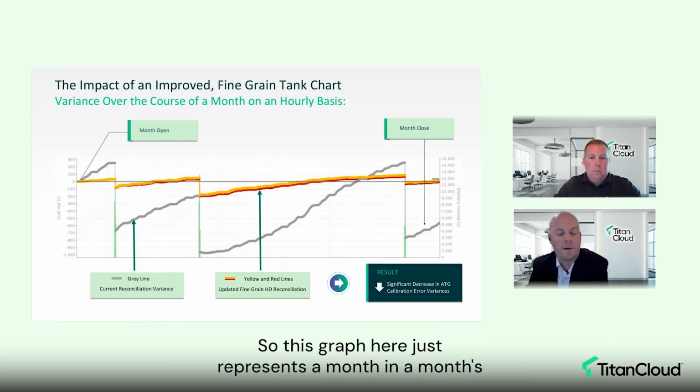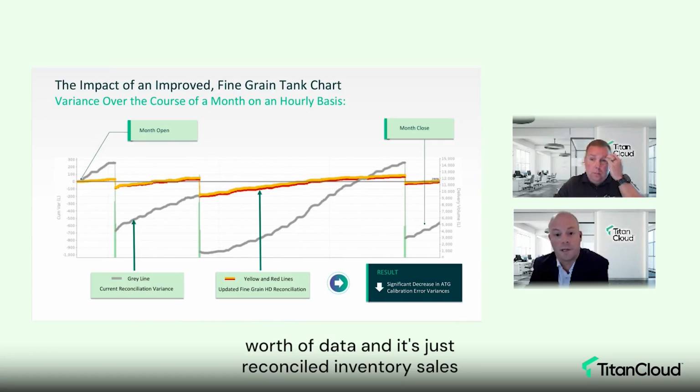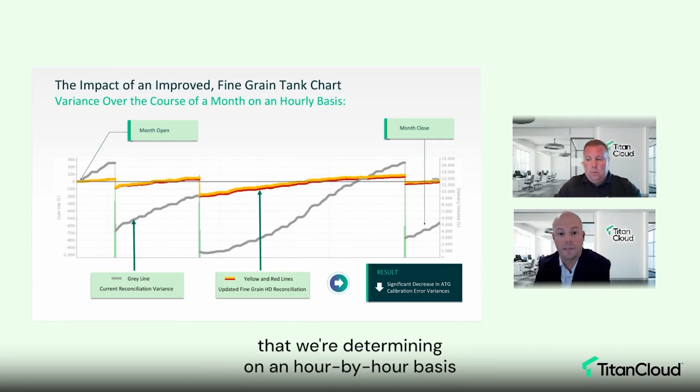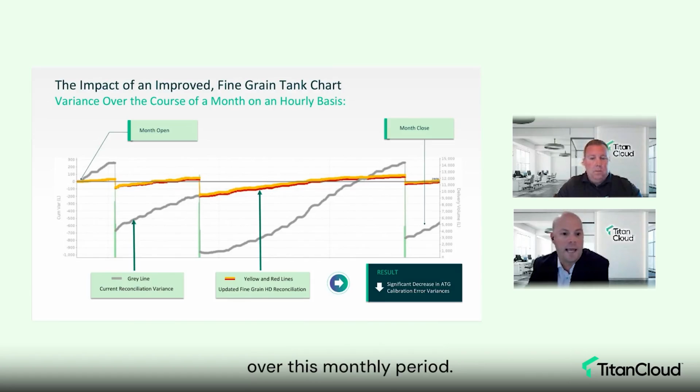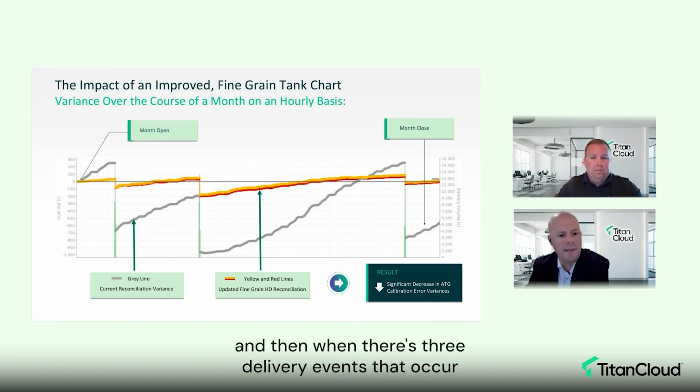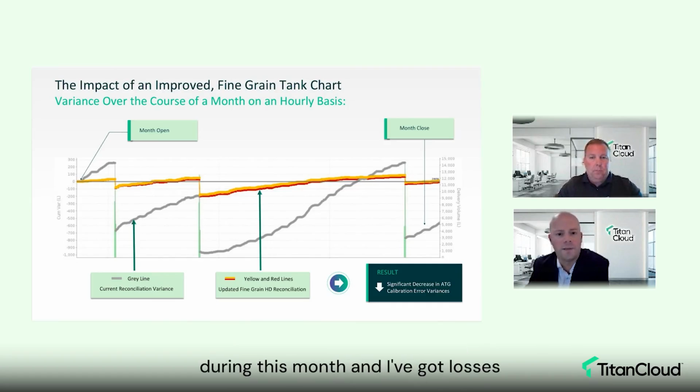So this graph here just represents a month's worth of data, and it's just reconciled inventory, sales, and delivery data that's been reconciled on an hourly basis. And we're just plotting the variance that we're determining on an hour by hour basis over this monthly period. If I can just get you to focus on the gray line, that variance is jumping all over the place. I'm getting positive variances when the tank's selling. And then there are 3 delivery events that occur during this month, and I've got losses whenever a delivery event has occurred. And the variance is highly erratic.